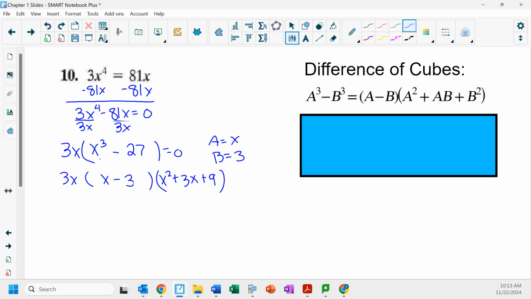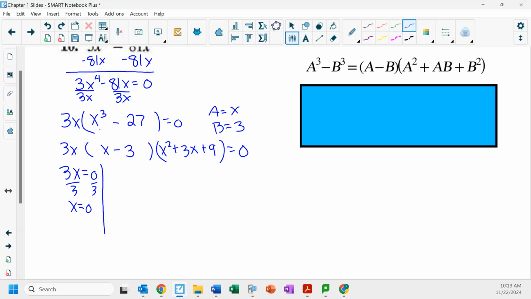But when I go to solve this, I'm going to have to solve this somehow. So I would have 3x equals 0. When I divide by 3, I would get x equals 0, so that's one answer. x minus 3 equals 0 would give me positive 3, second answer. And if I have a quadratic that's not factorable, how else can I solve quadratics if they're not factorable? You just took quizzes on it. It's another way besides factoring you can solve a quadratic.